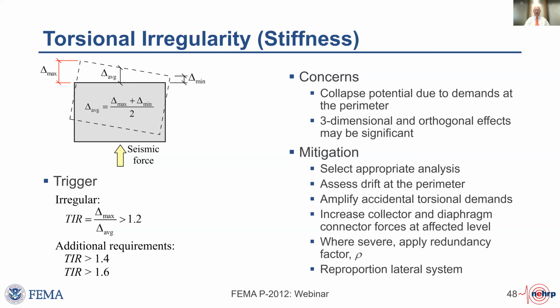Maybe we need to have places where the collectors and diaphragms need to have greater strength in order not to perform badly. We also have a redundancy factor in our document, ASCE 7, and there are places where the twisting performance is so severe that we need to think about using that redundancy factor. And of course, we can mitigate this by reproportioning our lateral system within the bounds of what works for the building program, let's say.